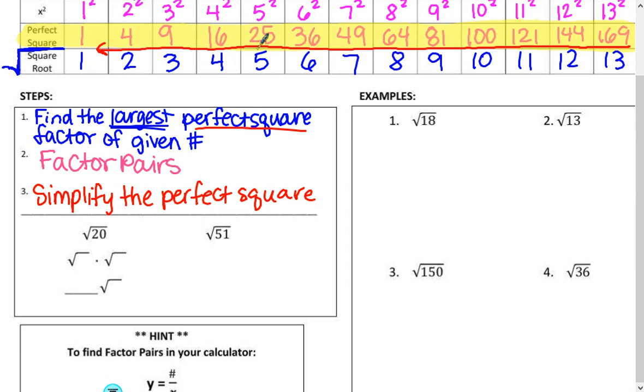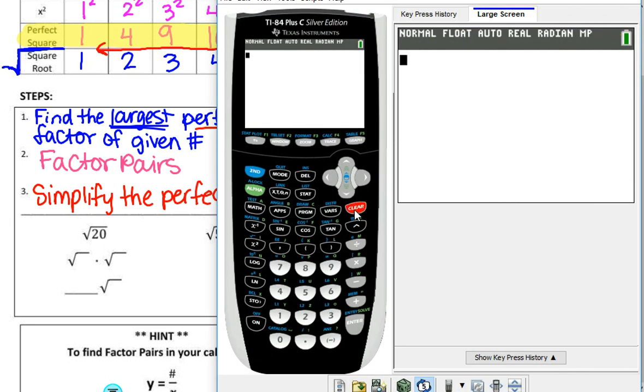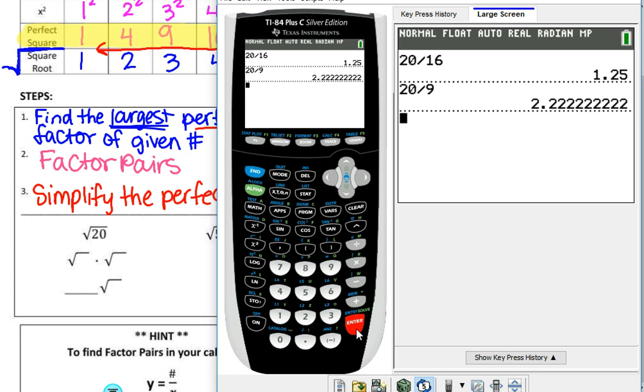25 doesn't either. If you're unsure, you can just plug them into your calculator. So obviously it's going to be a number smaller than 20, so I'm going to start with 16 in case you're unsure. 20 divided by 16. Now I get a decimal, so that means he's not a factor of 20. So then I go to the next number, 9. 20 divided by 9. Again, I get a decimal, so he's not a factor.